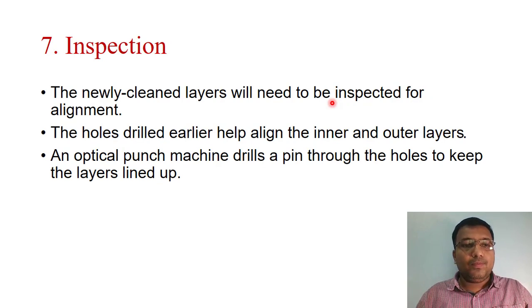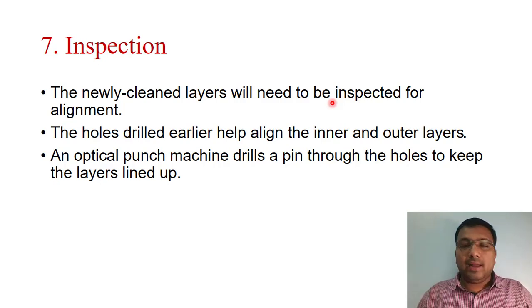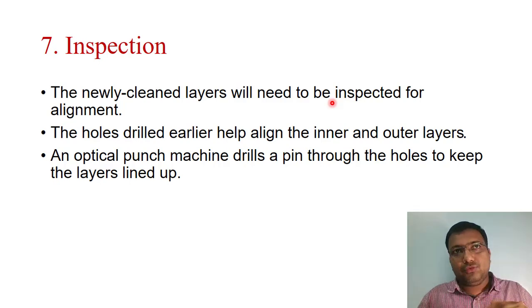Inspection. So the newly cleaned layers will be inspected for alignment. The holes drilled earlier help align the inner and outer layers. As I told, there are 4 holes at the bottom edges of the board, and those help with the alignment of the board. The optical punch machine drills a pin through the holes to keep the layers lined up, because all the layers should be lined up to create a very good PCB.